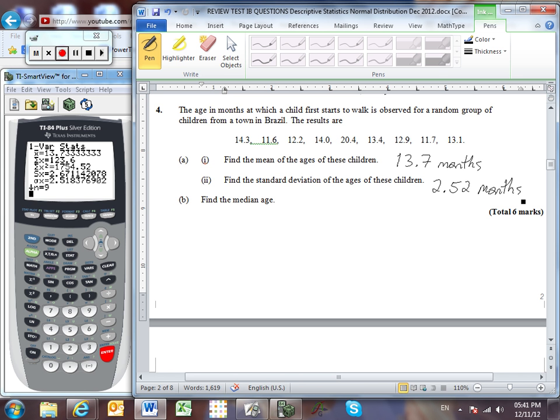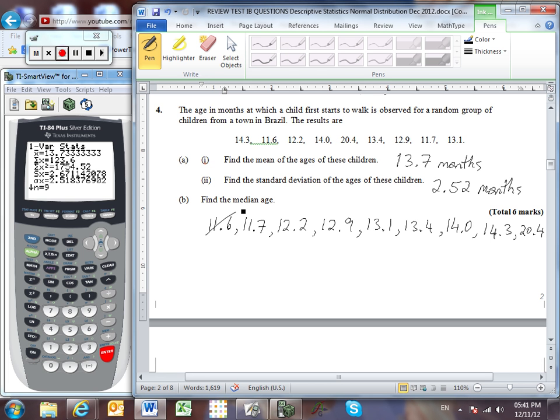Well, okay, one way I could do this is by putting all of the values in order. So 11.6, 11.7, 12.2, 12.9, 13.1, 13.4. What comes next? 14.0, 14.3, and lastly, our slightly developmentally delayed child, 20.4. And those are our 9 children listed in order.